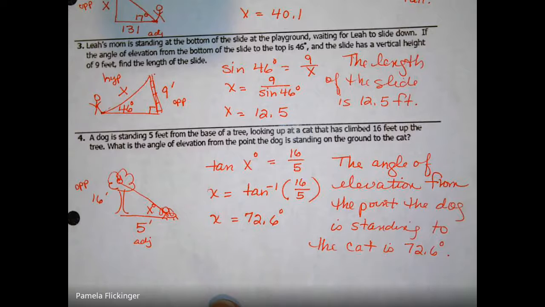Again, angle of elevation, when you see that phrase, simply means that you are on the ground or near the ground, but looking up at an object of some kind.